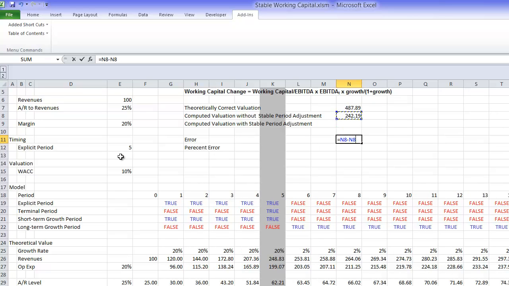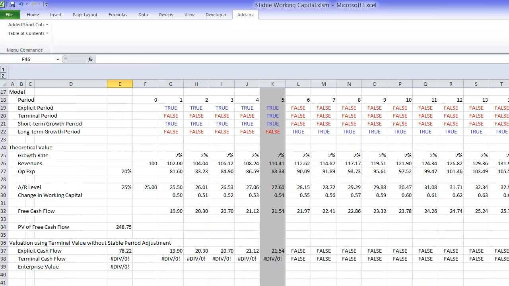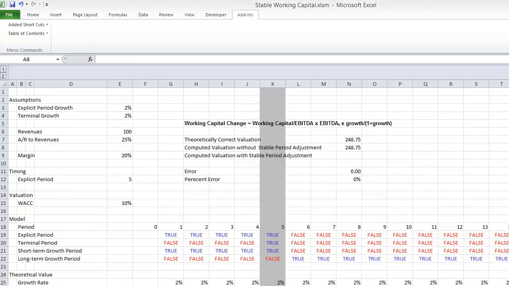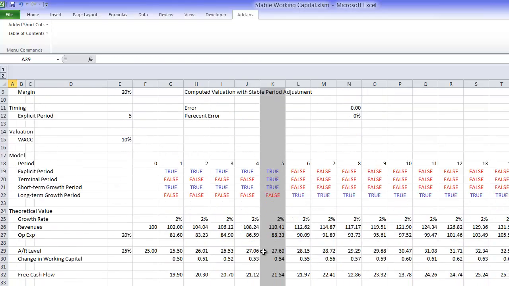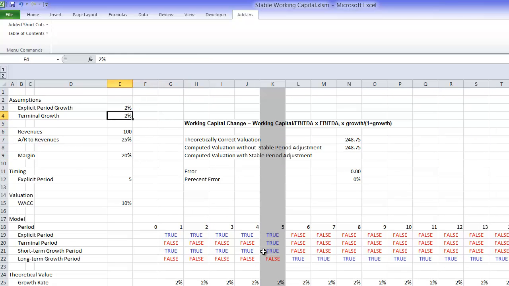I'll put a minus sign because we're below our value, divided by the true value. So we've made an error of 50%. Now, if we would have had a 2% growth rate, oops, excuse me, sorry about that. I had an incorrect formula in our terminal value. So let's put, again, 2% for both, and we get no error.